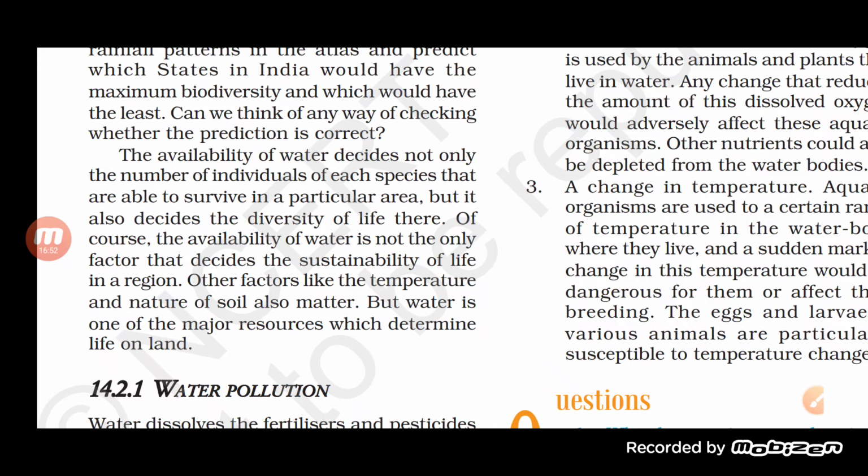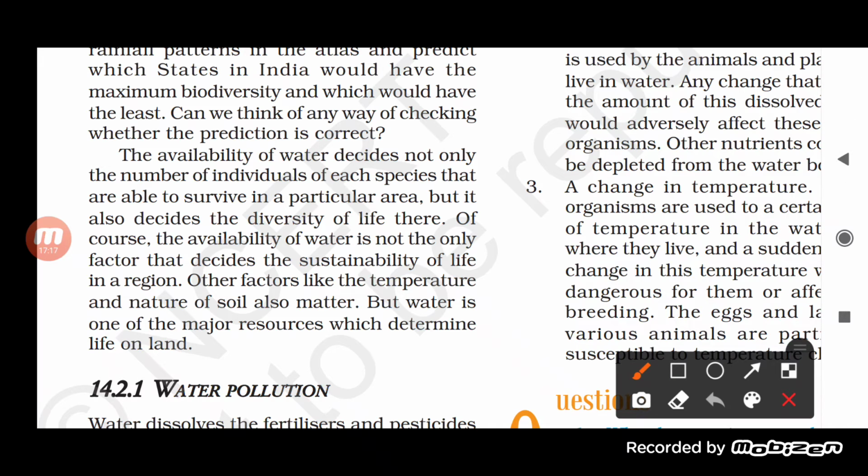Yes, students, if there is an area where water is present, obviously many species will survive in that particular area, because every species needs water, so they start living in an area that has water in it. And of course, it is true that the availability of water is not the only factor that decides the sustainability of life in a region.